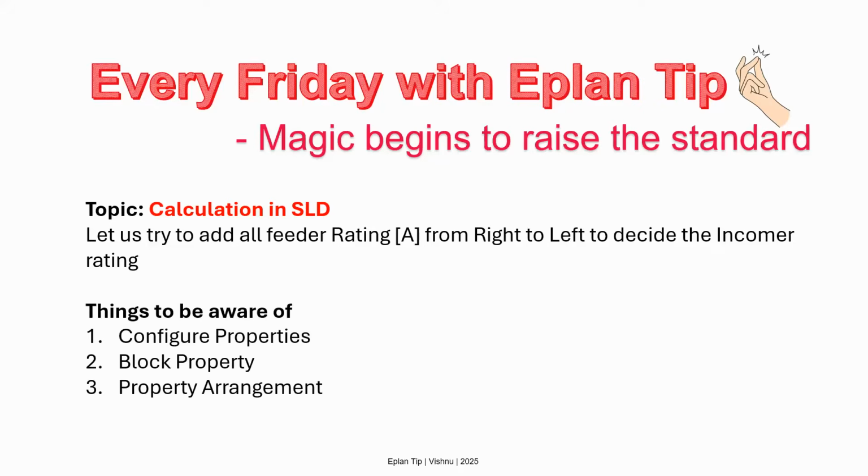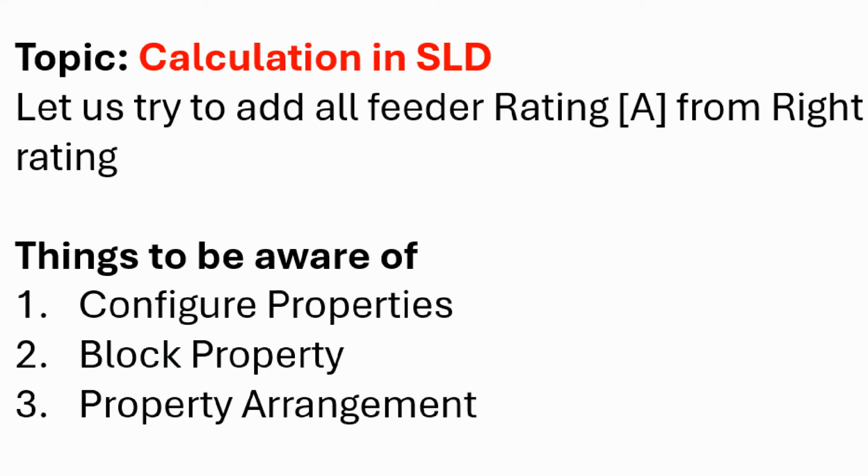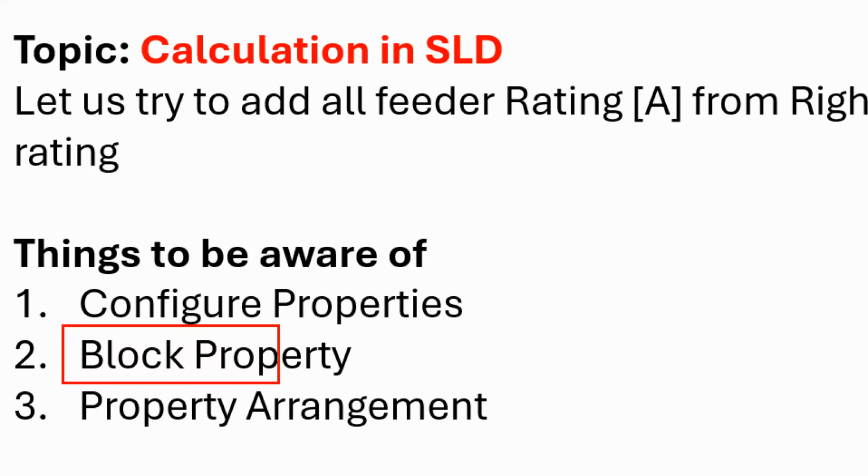When you want to do this, what are the things we should be familiar with in ePlan? We should be aware of configure properties, block property, and property arrangement. Especially this is inside the particular symbol when you put it there. We are talking about that property arrangement, and this is a new thing which some would be aware of, some may not be aware of. So it is very important for us to understand what this block property is. I'll try to upload more examples in future videos, but today the calculation especially we are doing with the help of this particular block property.